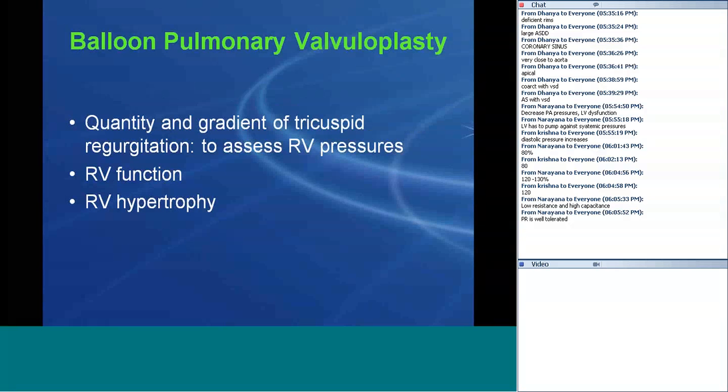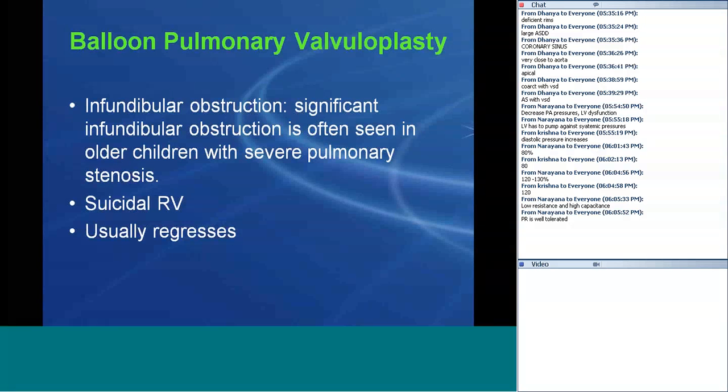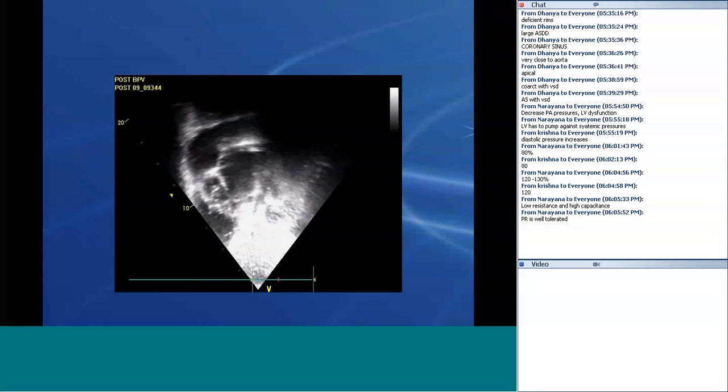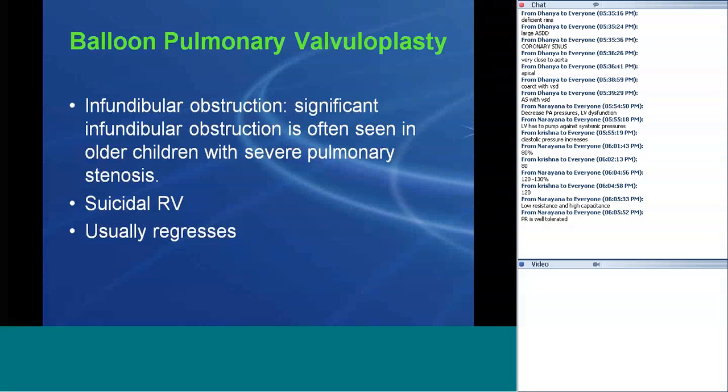In which age group does the suicidal RV happen? In which age group does this happen is the first question. Second is what it is exactly. I mean, why does this happen?